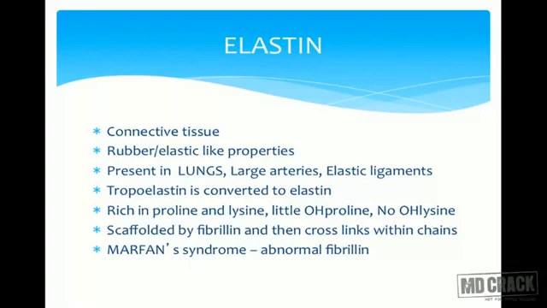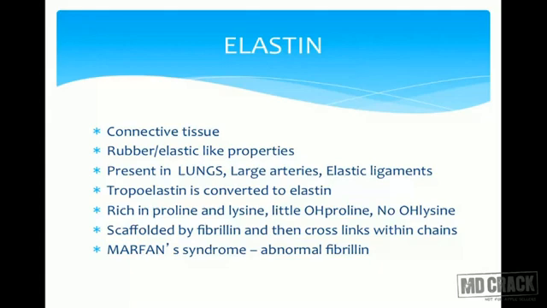Now, where is this present? Wherever a tissue has to expand. Where do you think tissue expands? It is present in tissues like the lung. The lung has to expand when you inspire. It is also present in large arteries like the aorta, because the aorta has to expand. So wherever expansion is required, that is where elastin is present. It is also present in elastic ligaments.